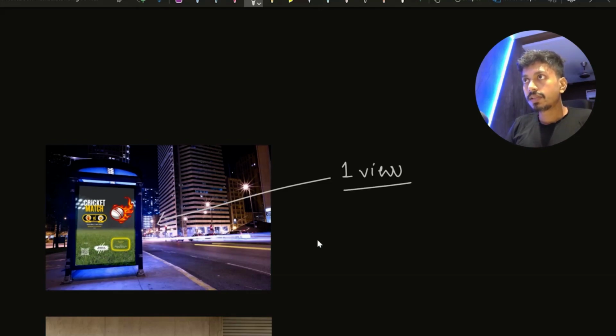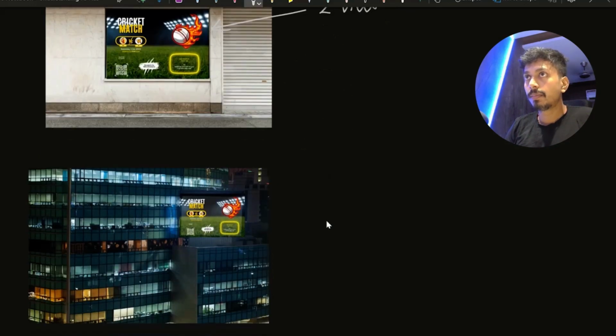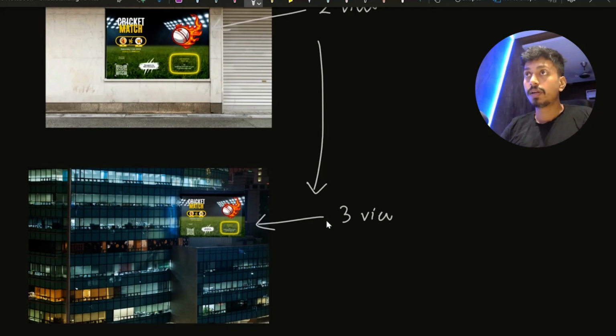Okay, now the second time I was walking down the road and the second time I saw your ad. This is the second time I see the same ad in the road. Okay, two views. That's great. Now again I was walking and I saw the same ad in the building. Wow, they are doing the job great. Three views. Stick to the end and you will understand what I'm trying to say.